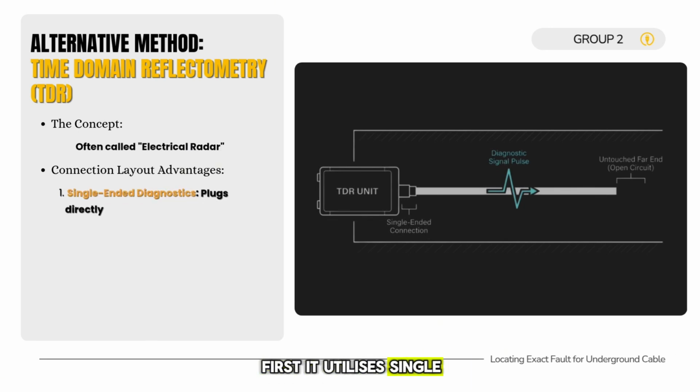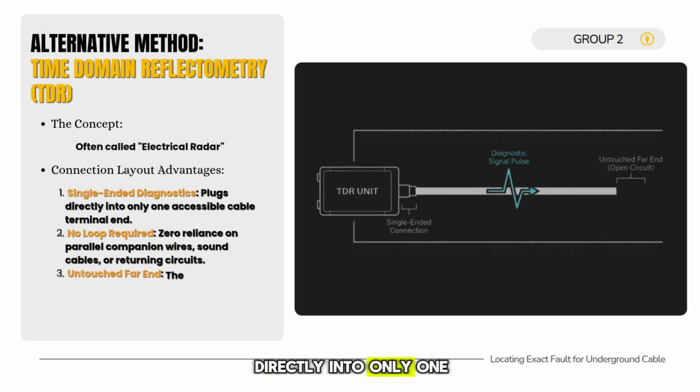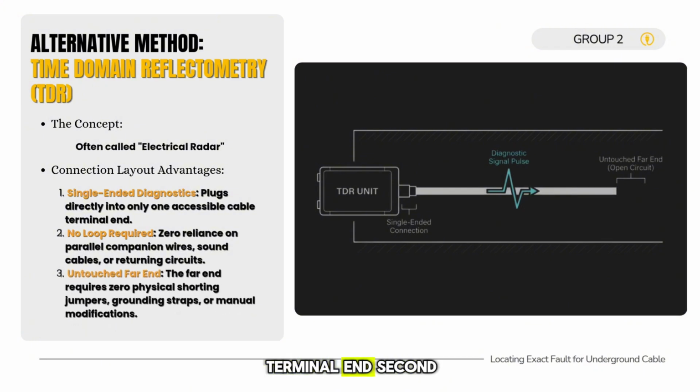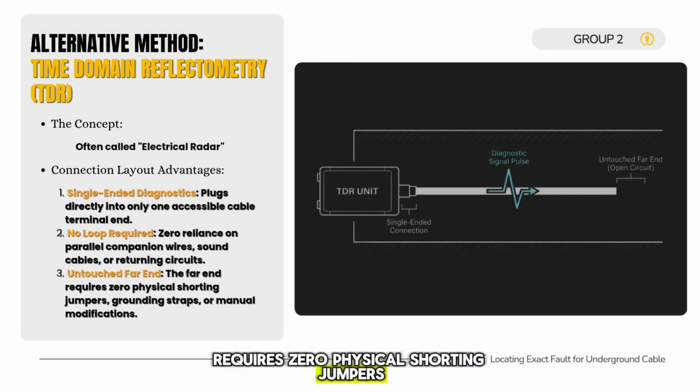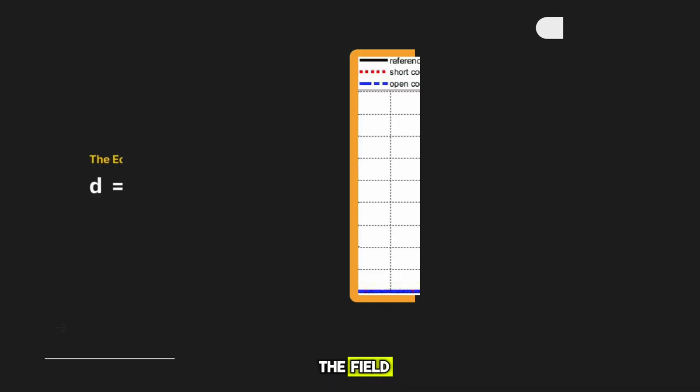First, it utilizes single-end diagnostics, meaning the TDR unit plugs directly into only one accessible cable terminal end. Second, there is no loop required, giving us zero reliance on a parallel companion wire, sound cables, or returning circuits. And third, we leave an untouched far end, meaning the far end of the cable requires zero physical shorting jumpers, grounding straps, or manual modifications. This makes it incredibly easy to deploy in the field.